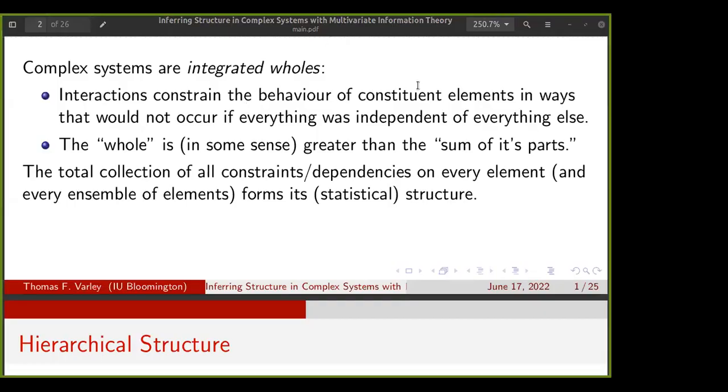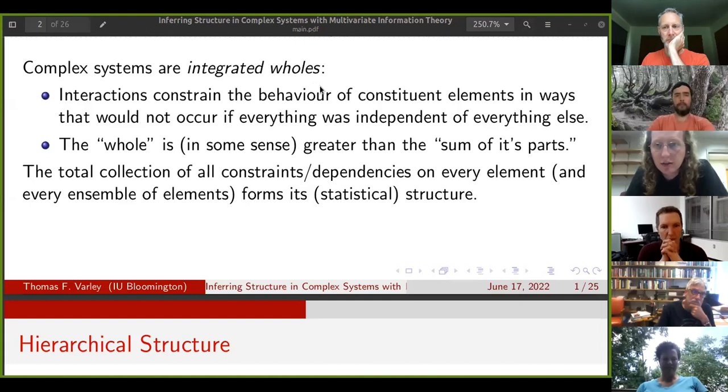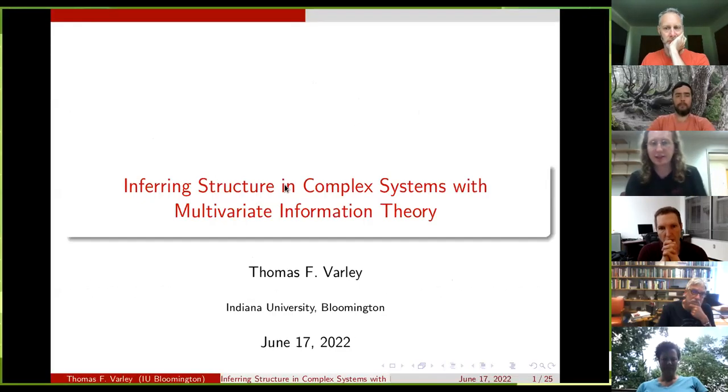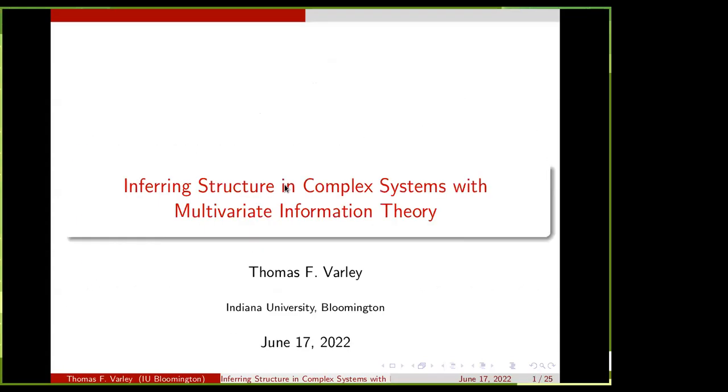Can I share my screen? You can now. And now, okay. All right. View presentation. Okay, so you guys can see me moving through the slides and everything.